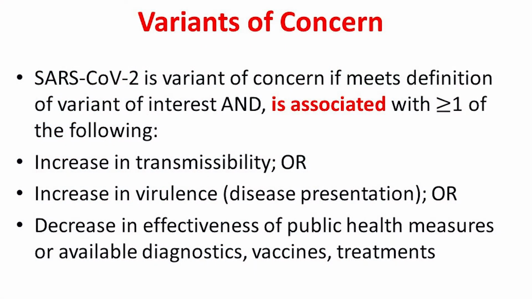Now, a variant of concern is when you have this variant of interest characteristic, but then in addition to that, it is associated with one of the following. Now, it is not just the changes that you have seen on the surface, what we call the mutations, but now you can see that it has potential for increased transmissibility, or you suspect now that there is an increase in virulence, or the disease presentation might even be different, or that there is a decrease in effectiveness of public health measures that we normally use to control it, including vaccines. Then we now call it a variant of concern. It's important that you distinguish those two.